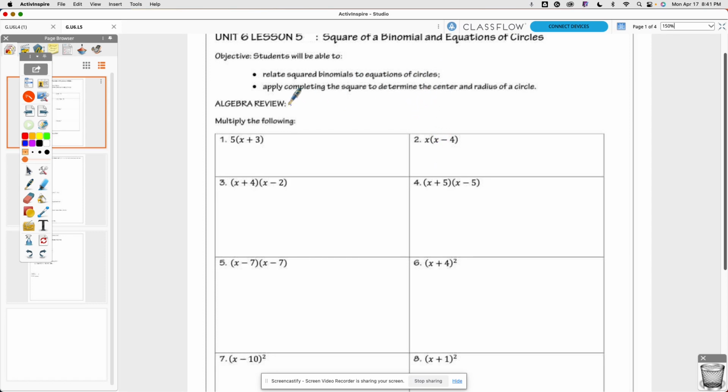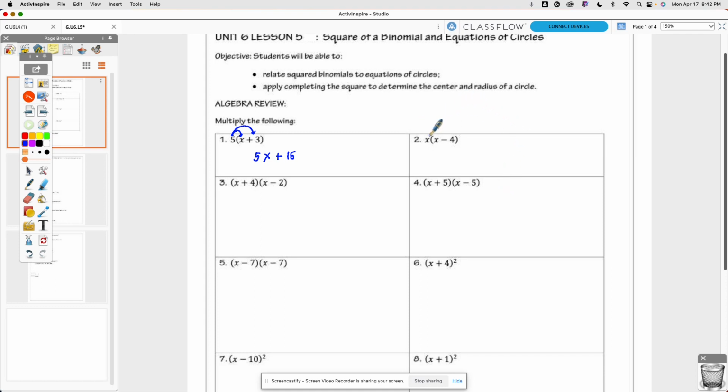Okay? So for number one, we use the distributive property, meaning we multiply each term of the second factor by 5. So first we do 5 times x. 5 times x is equal to 5x. And then we multiply also 5 times 3. So 5 times 3 is equal to 15. So the answer for number 1 is 5x plus 15.